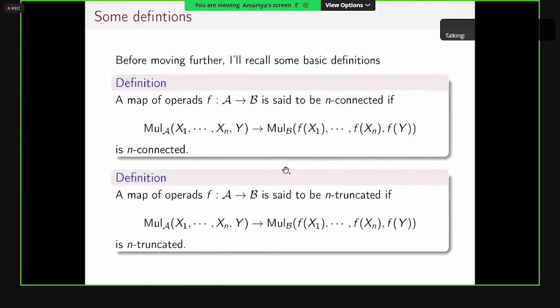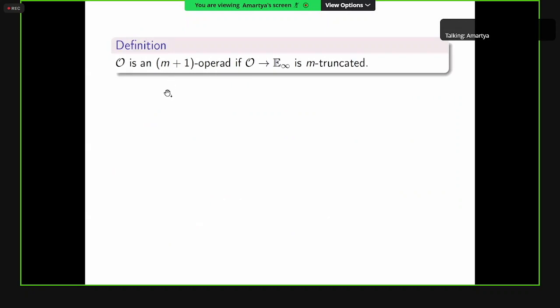A map being n-truncated, and always an (m+1)-operad if this map that you have is n-truncated. So that's the definition that we use.